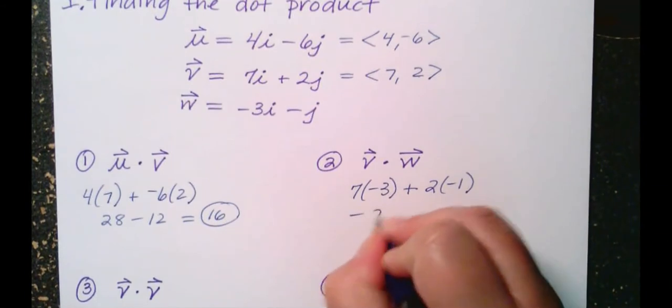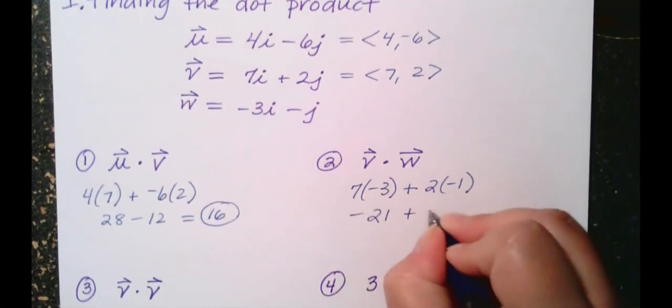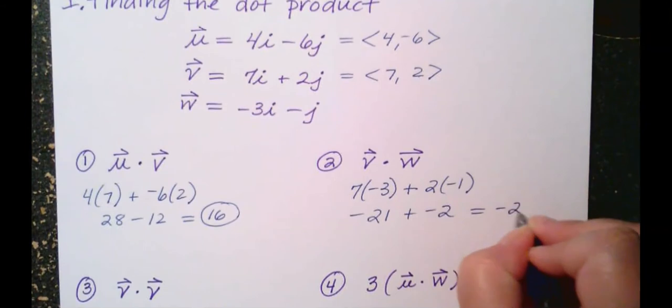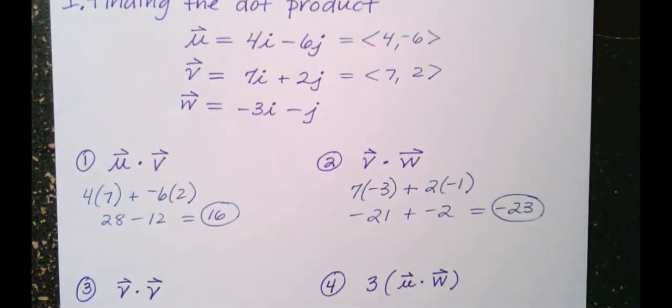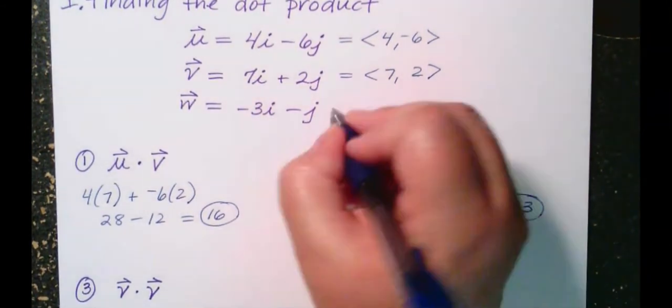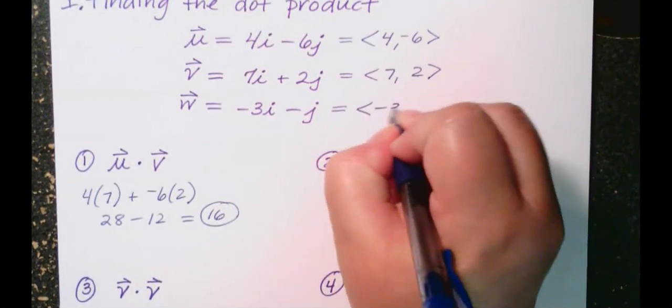But here we only have two, and we're going to go ahead and put these together, and we come up with negative 23. All right, and if we wrote W in component form, that would be negative 3, negative 1.